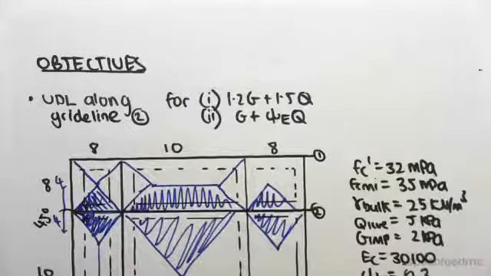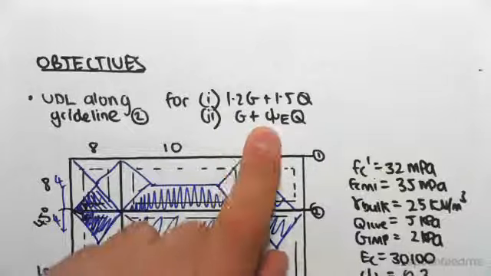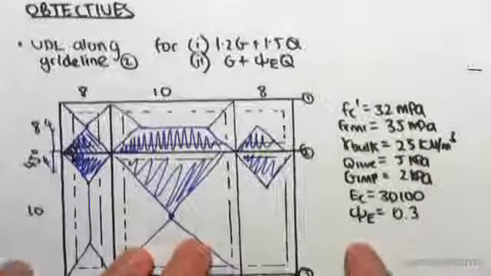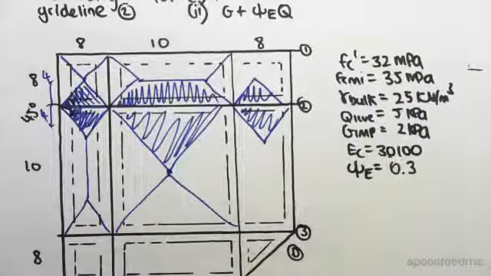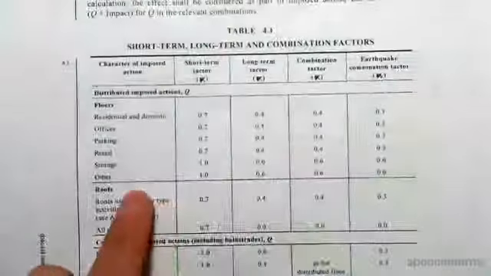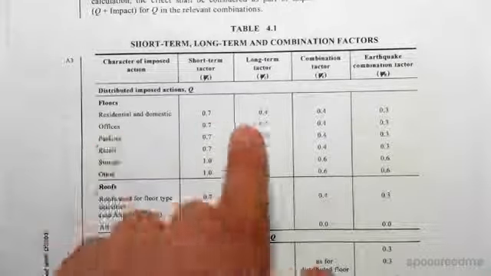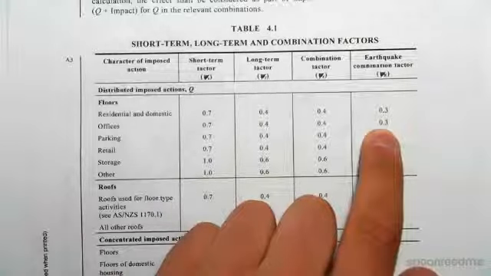Hey guys, the objective of this video is now to find the UDL along gridline 2 for g plus psi e q. Now this psi e term is 0.3. You just get that from AS 1170.0. So AS 1170.0, if you come to table 4.1, we're looking at floors and we're looking at an office, okay? And if you come across, you get a value of 0.3.